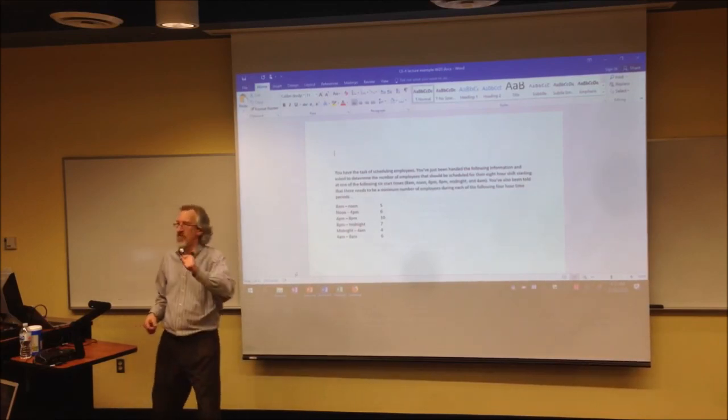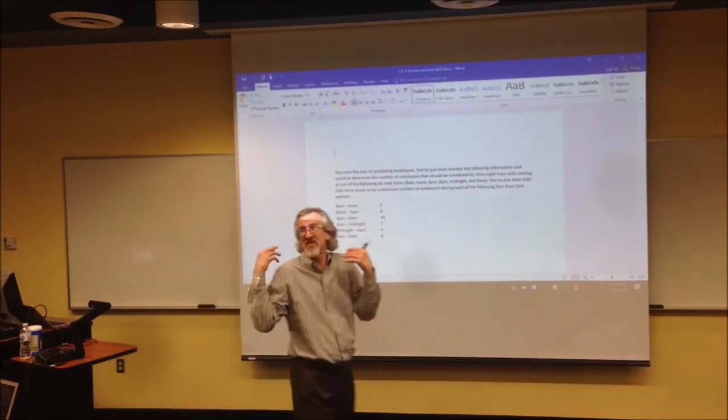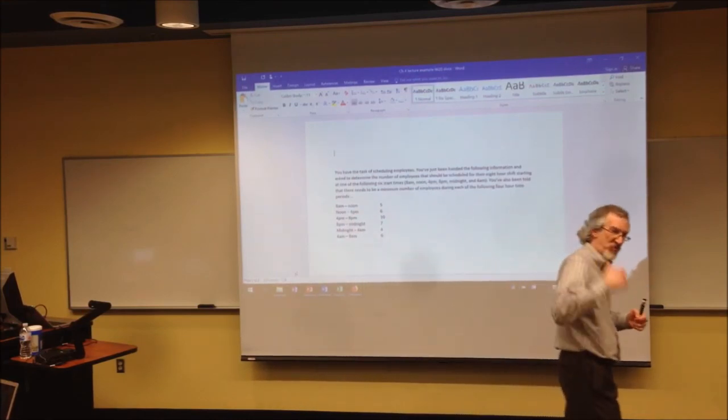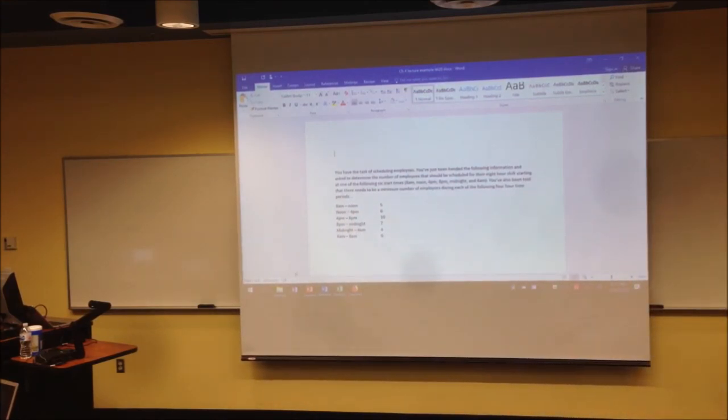Let's identify the variables. Tell me how many decisions need to be made by you as a manager for this problem. How many decisions do you got to make? 6. What are they, Matt? No, that's the constraints. Those are the 6 constraints. What is it? The start times. How many should I schedule to start at 8? How many should I schedule to start at noon? And so on. There's 6 start times. That's what you're trying to do as a manager, decide how many to schedule at each start time to cover each of these 4-hour intervals.